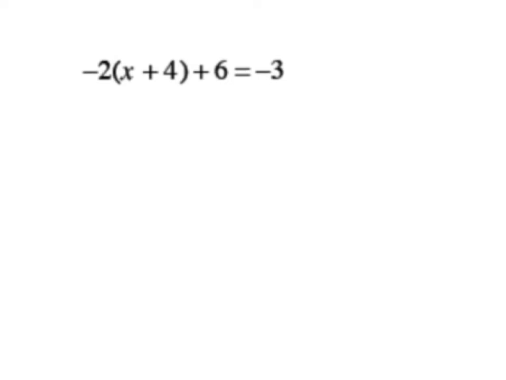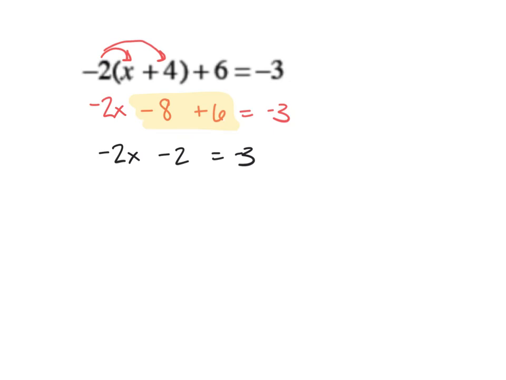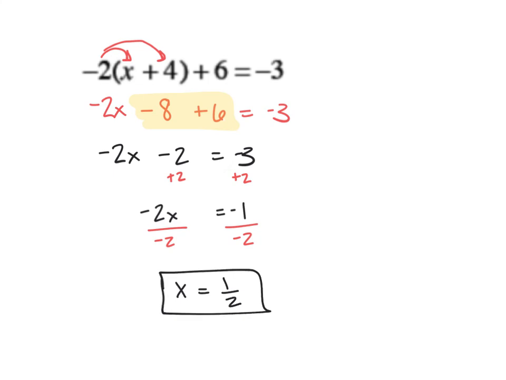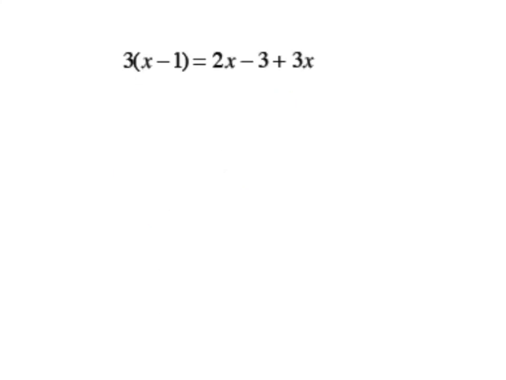This time I'm going to distribute a negative. I'm going to take a negative 2 times x and a negative 2 times 4. And then I'm just going to copy the rest of the equation down. And then I'm going to go ahead and combine my like terms and then begin my process of getting x by itself. I would go ahead and add 2 to both sides, giving me negative 2x equals negative 1. And then I would go ahead and do inverse operations and divide by negative 2. Simplifying that leaves me with x equals a positive 1/2, because a negative divided by a negative is a positive. All right, let's look at one last problem.